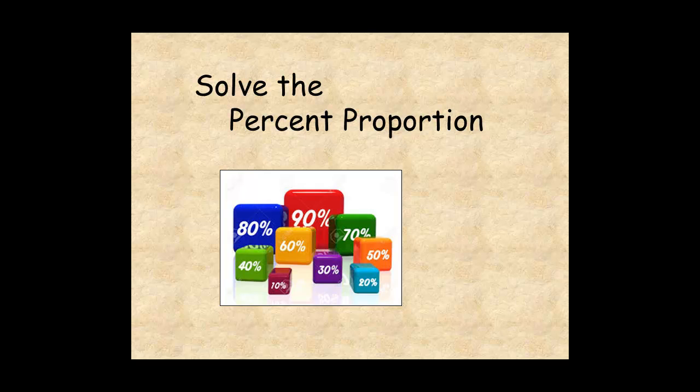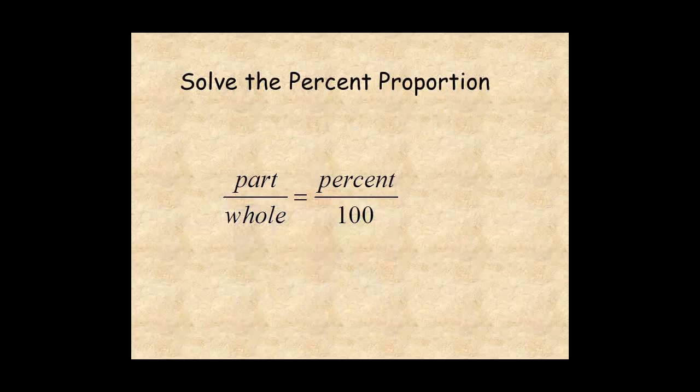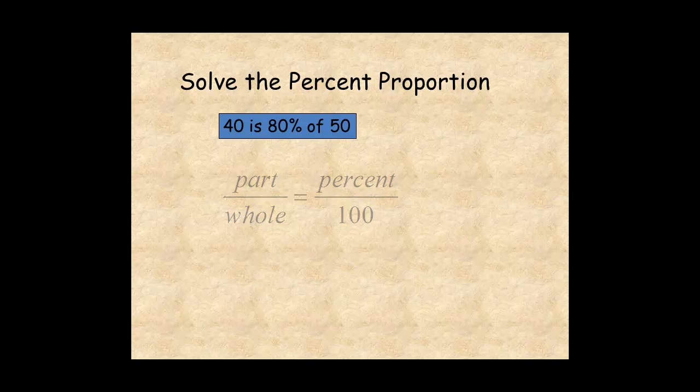This lesson shows how to make calculations with percents using the percent proportion. The percent proportion is the ratio of part over whole equal to percent over 100. For example, to express 40 is 80% of 50, the equation would be 40 over 50 equals 80 over 100.